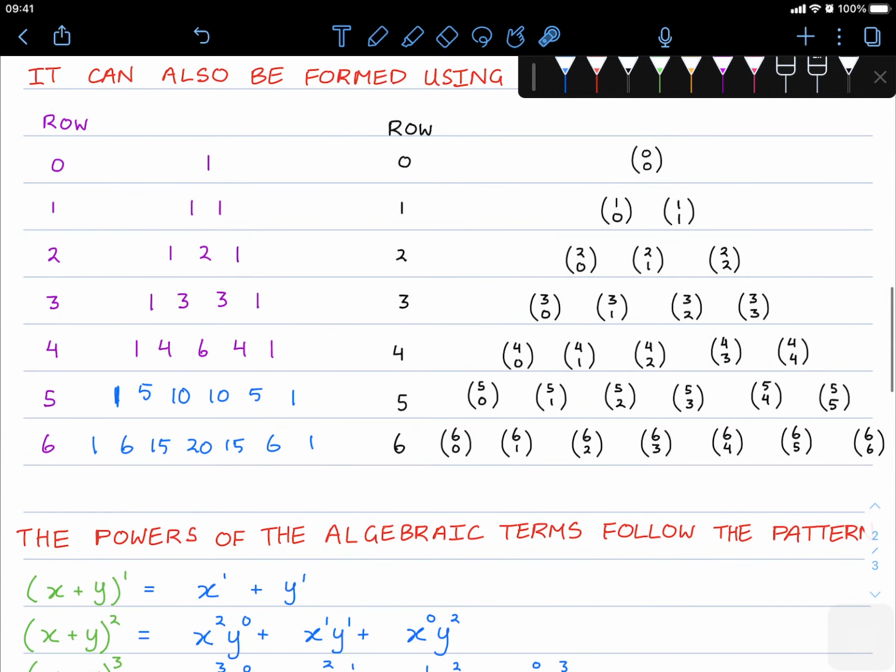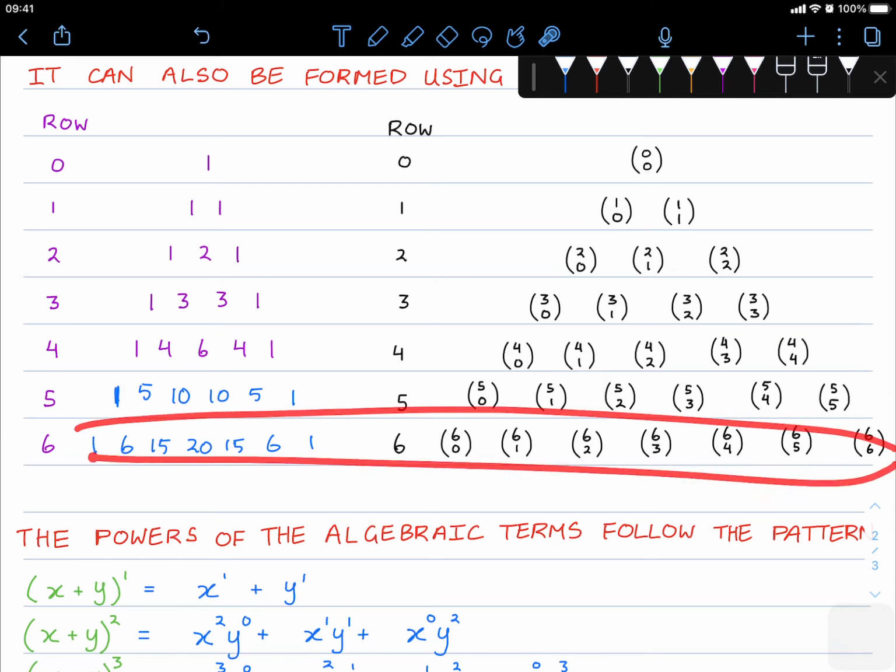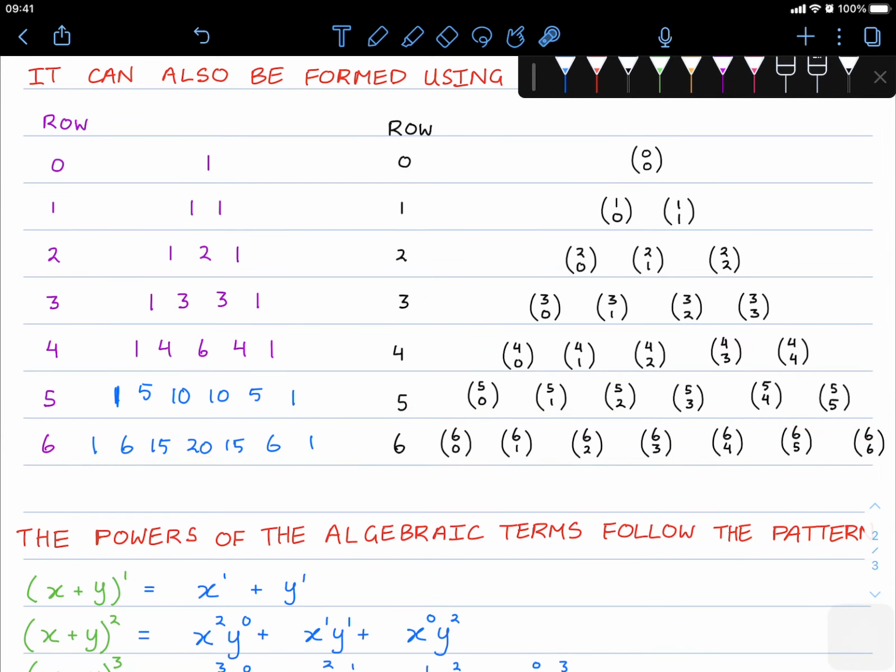Now, that there is the Pascal's triangle. So that's how we figure out the next row. We'll get to how this relates to a binomial expansion in a moment.